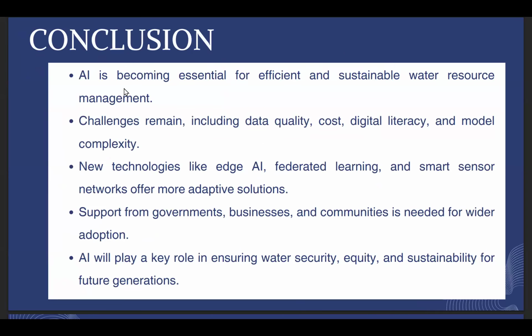AI is becoming a key pillar in modern water management. It is essential and efficient for sustainable water management. Although challenges exist, we should overcome them by improving data quality, including the necessary cost that is required, and also spreading awareness of digital literacy. New technologies like edge AI, federated learning, and smart sensor networks offer more adaptive solutions. AI will definitely play a key role in ensuring safety, equity, and sustainability for future generations.